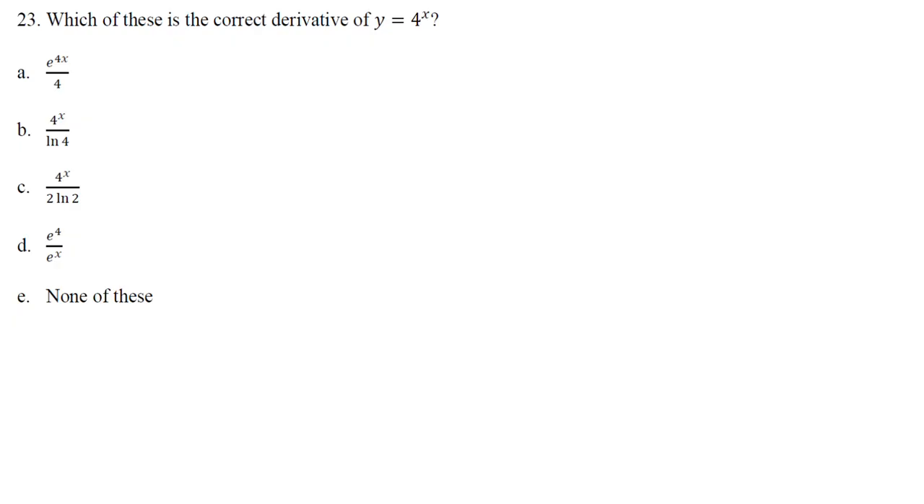Number 23 here is somehow one of the most missed questions. The derivative of 4 to the x. All you have to do is know the rule, right? The rule says the derivative of a to the x is a to the x times the natural log of a. That's the derivative. If you just know the rule, it should be pretty straightforward.